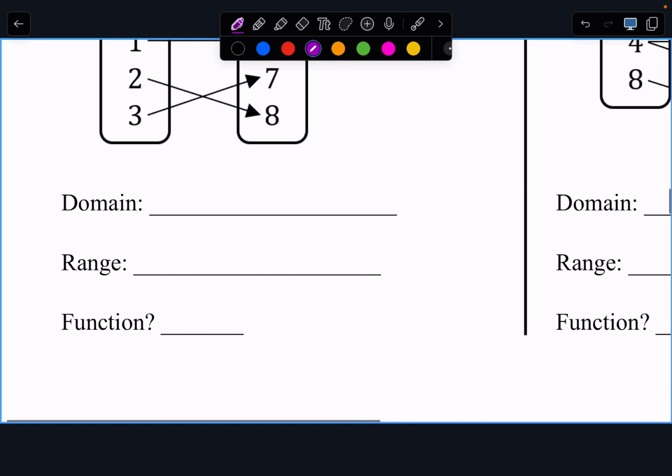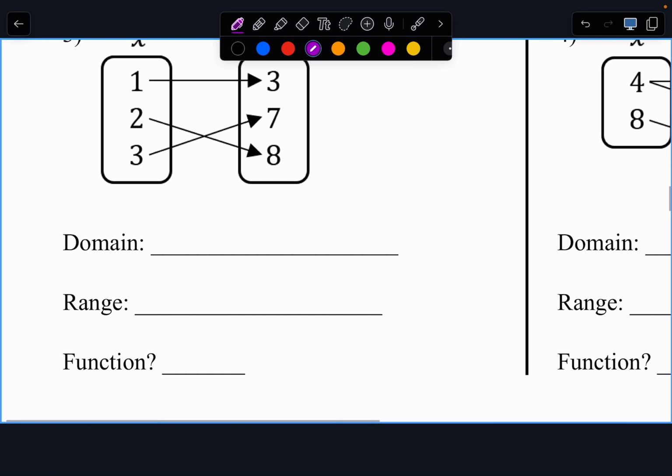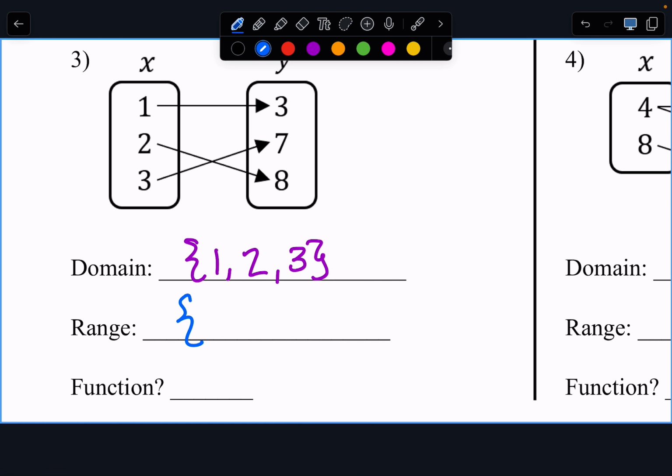In number 3, Ainsley, what's our domain? 1, 2, and 3. Excellent. Lane, what's our range? Alfie, is this a function? Sure is.